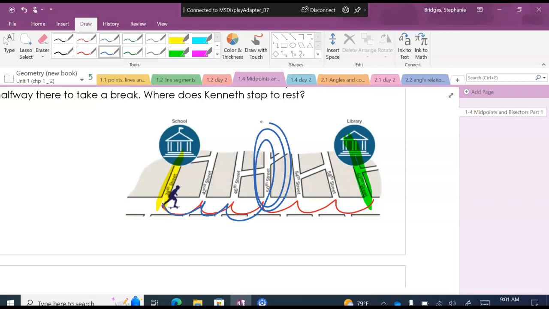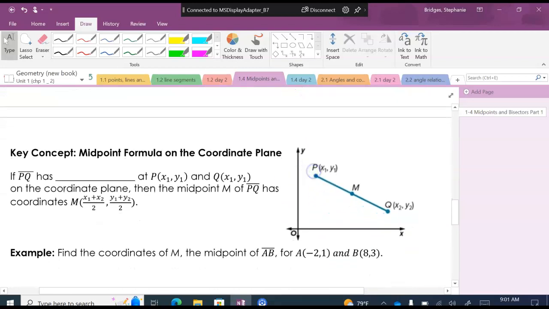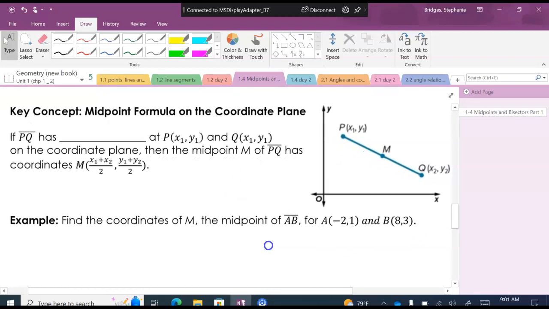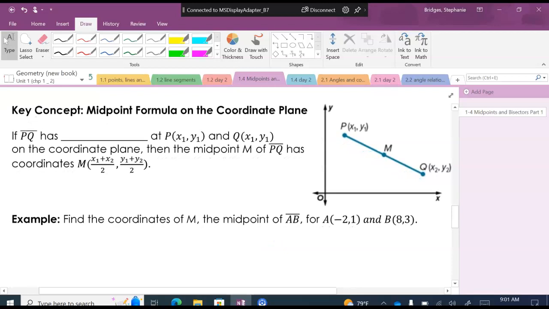So it gives you this long paragraph and this picture. It makes it seem like it's a hard question, but in reality, you just look at it and count. Now, here's the difference between what we just did and what we're about to do. It is still the midpoint. However, we were just doing a midpoint on a number line, where we can add and divide by 2, or just count and cut in half.